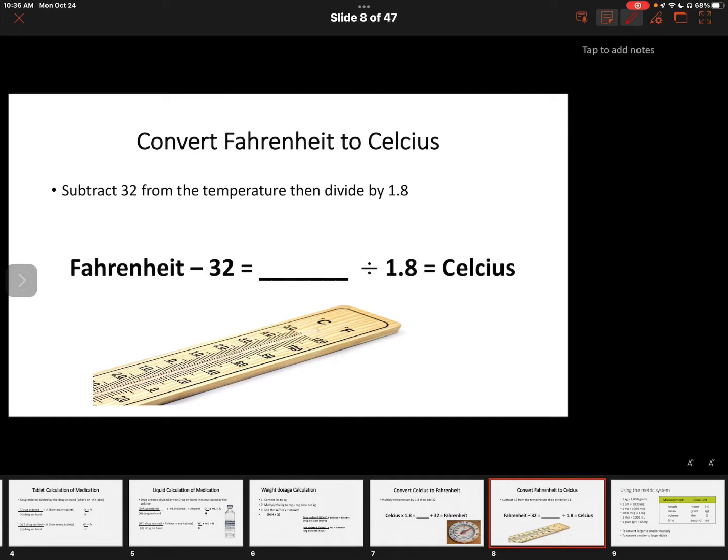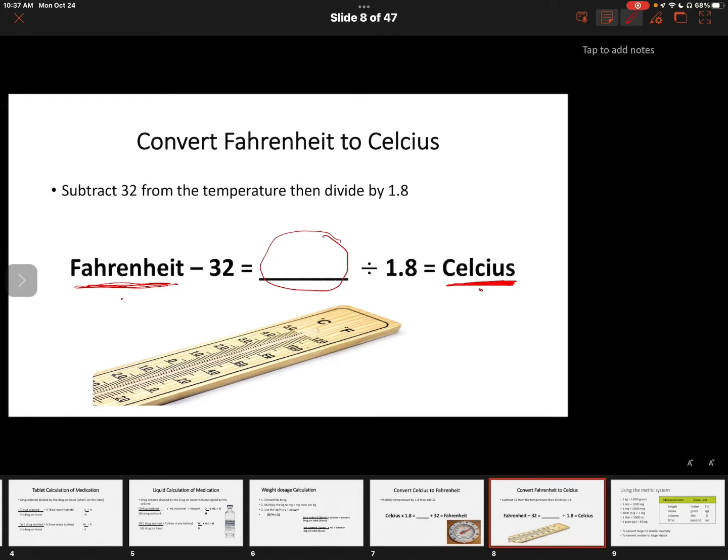Let's convert the Fahrenheit to Celsius. First, you would take the Fahrenheit temperature, and then you would subtract 32. It would yield you an answer. Then you would divide by 1.8, and then that answer would give you the Celsius answer, keeping in mind that your Fahrenheit number is going to be larger than your Celsius.